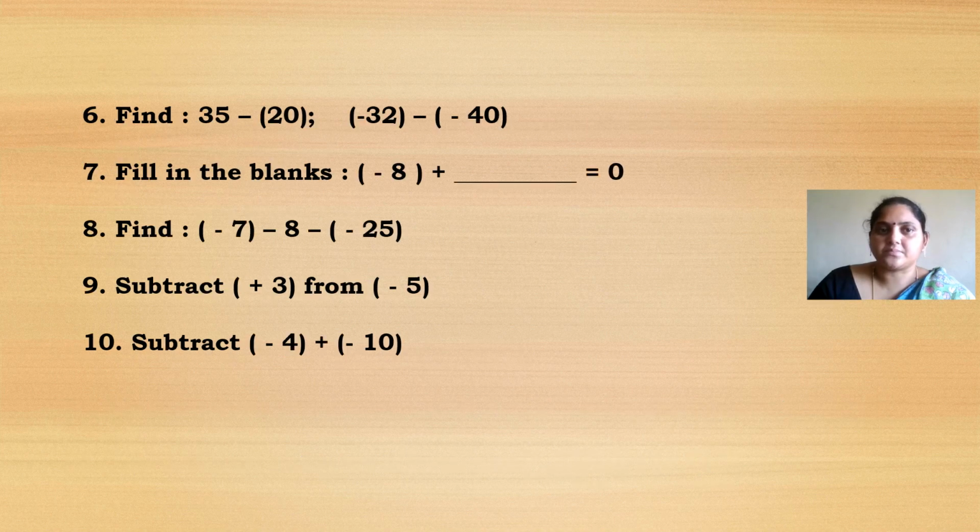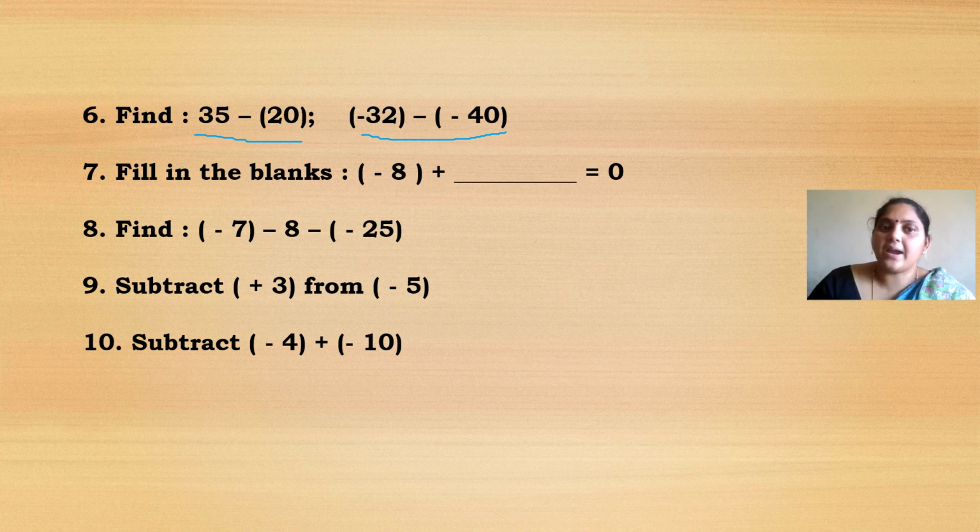Now next. Find 35 minus 20 is one question, and next one is minus 32 minus of minus 40. This is one more question, so you have to do two parts here. Now next one, fill in the blanks. Minus 8 plus blank is equal to 0. Here I have given minus 8. What integer will come in the blank so that you get your sum as 0? Think and do the answer.